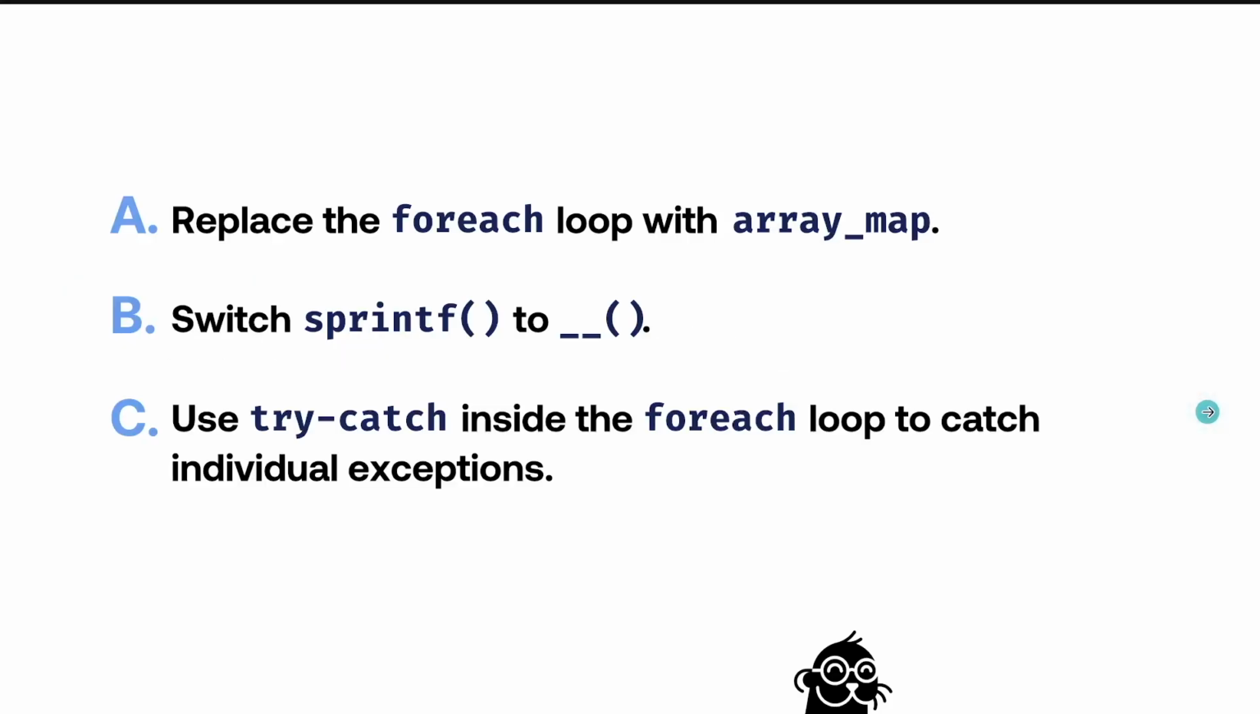And so we have these three options. Option A, replace the foreach loop with array map. B, switch sprintf to the double underscore interpretation function. Or C, use the try-catch block inside the foreach loop to catch individual exceptions. So, which of these changes are we going to request? It could be multiple of them for this bit of code that we have.